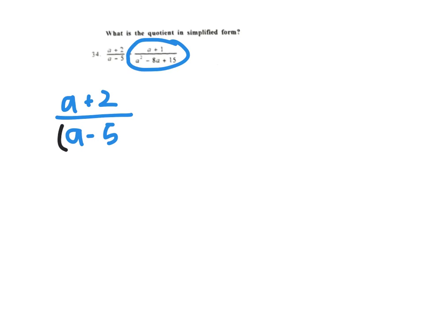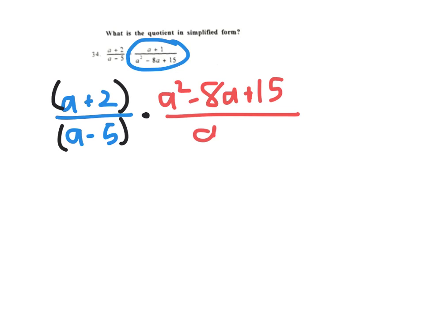The next one, what is the quotient in simplified form? For this one, we're dividing. The first thing you want to do in your divide is flip your second fraction and change it to multiplying. So the first one's going to stay the same. We still have a plus 2 divided by a minus 5. My suggestion to you, maybe throw those in parentheses. It will make your life easier down the road. And we're going to multiply that by, we're going to flip the second one, a squared minus 8a plus 15, all divided by a plus 1. Again, if you want, you can throw that in parentheses.